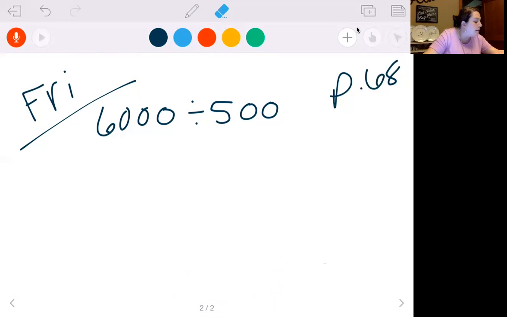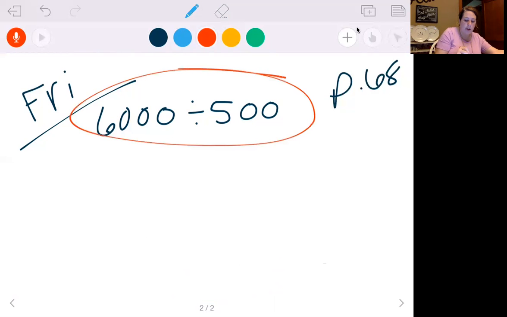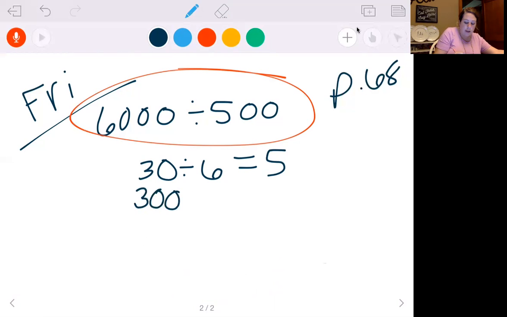They had some other examples on page 68 that you can look at. 30 divided by 6 is 5, so 300 divided by 60 is 5. Let me show you that one actually. Hold on to this one in your head and let me look at the other examples with you. Okay, so let's look at this one. 30 divided by 6 equals 5. That's something we can agree on. So then let's do 300 divided by 60.